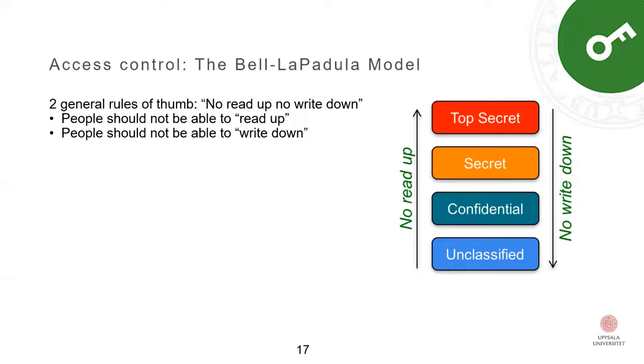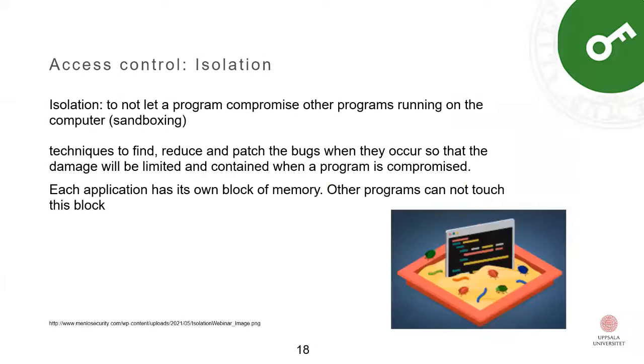This is intuitive, but the other one is called no write down. This means that if a person is allowed access to write to top secret files, then they should not be allowed to write to the files below this level. This seems maybe not very intuitive, but this is to protect against information leaking from top secret level or upper levels to the lower levels.